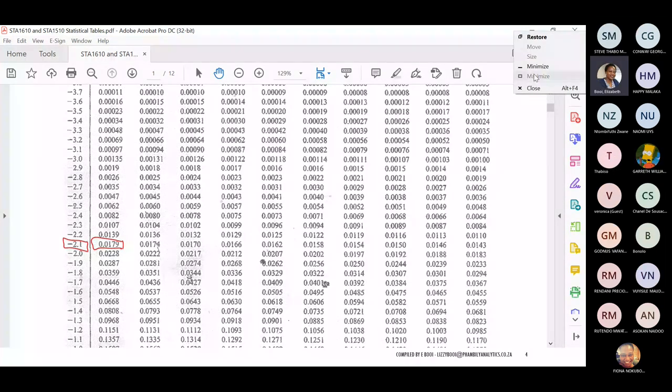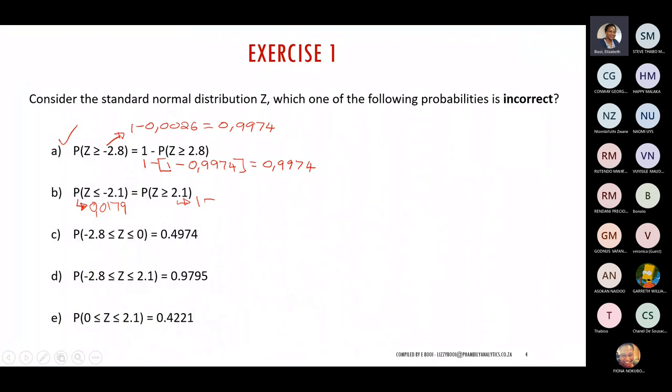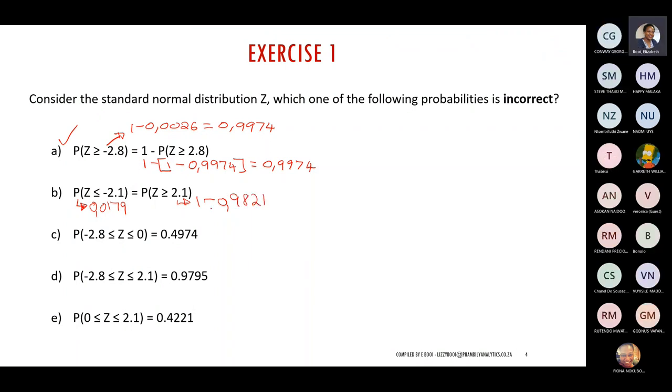0.98. Sorry, because you guys, you're taking long. It's 0.9821. And which is equal to 0.0179. Which makes both the left-hand side equal to the right-hand side, right? Therefore, that is correct.